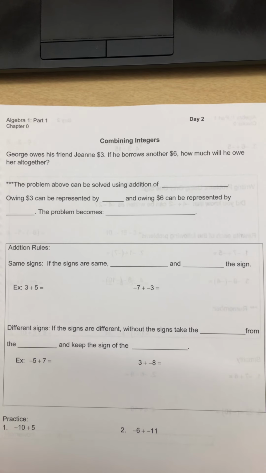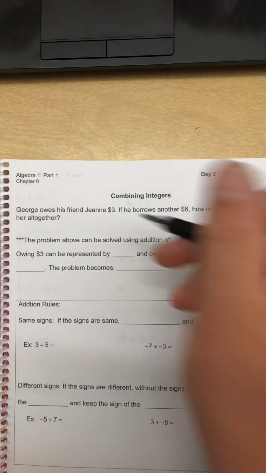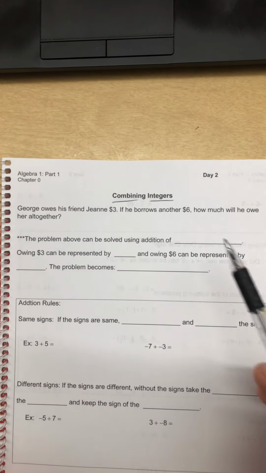Okay, Algebra 1, Part 1. This is day 2 notes on our first unit of the year. It's all about combining integers. All right, it's going to seem kind of basic, but it's good to know these little rules on how to add and subtract integers. All right, combining integers for day 2 starts off with just a general question.